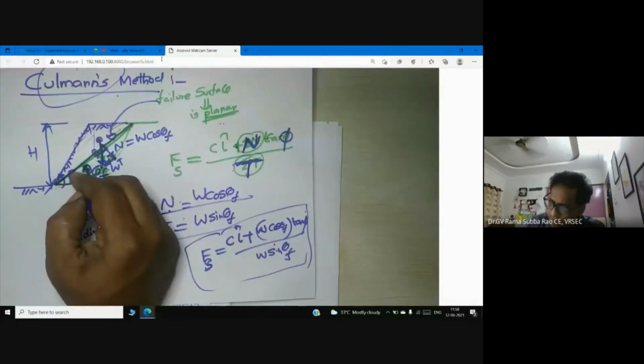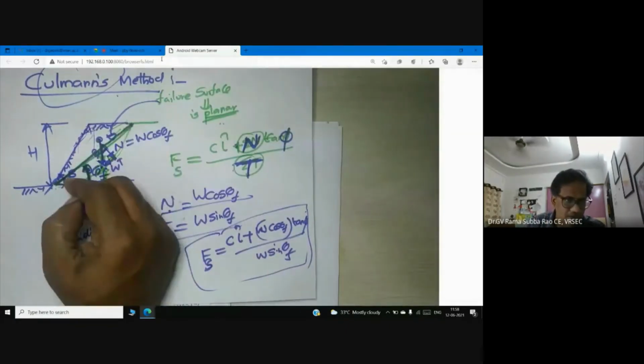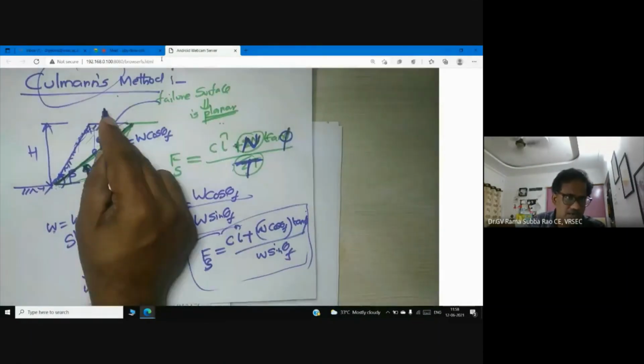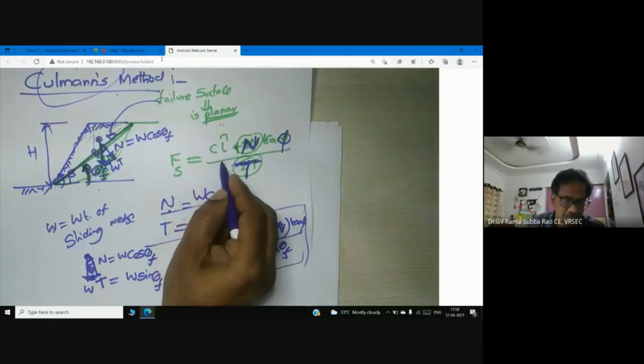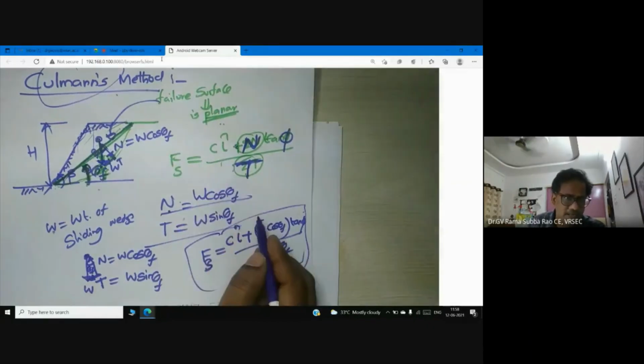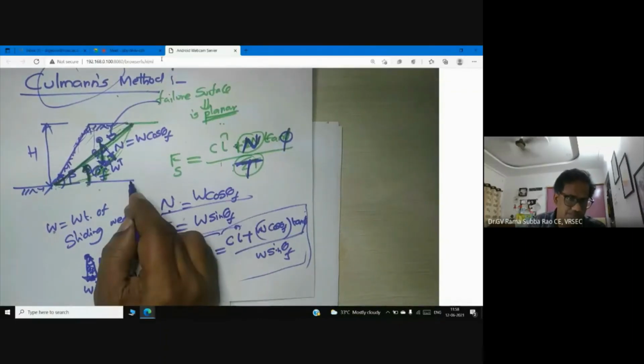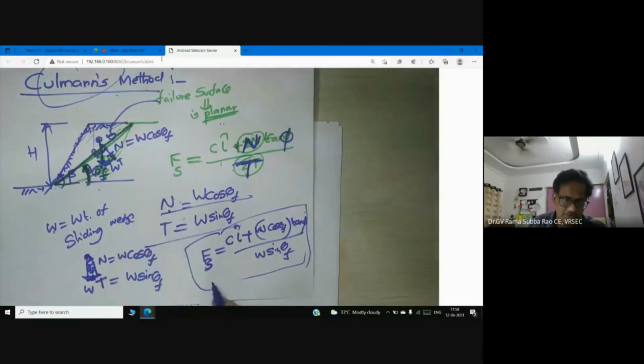So here I am seeing a triangular wedge. I'm not going to show any circular wedge, because Culmann's method believes that the failure surface is planar. So then the entire problem becomes simple now. The entire problem became simple. So I can get the factor of safety.